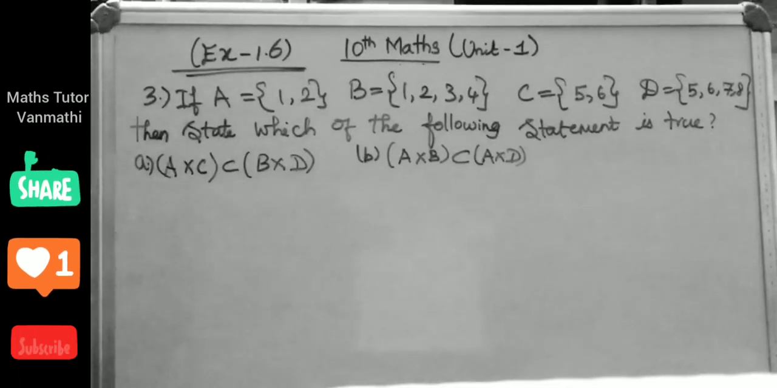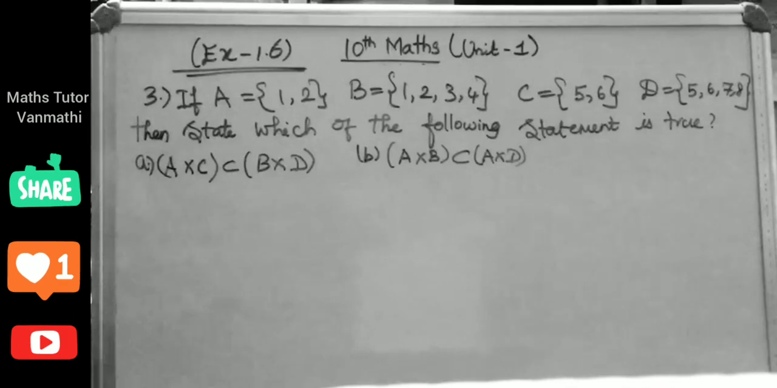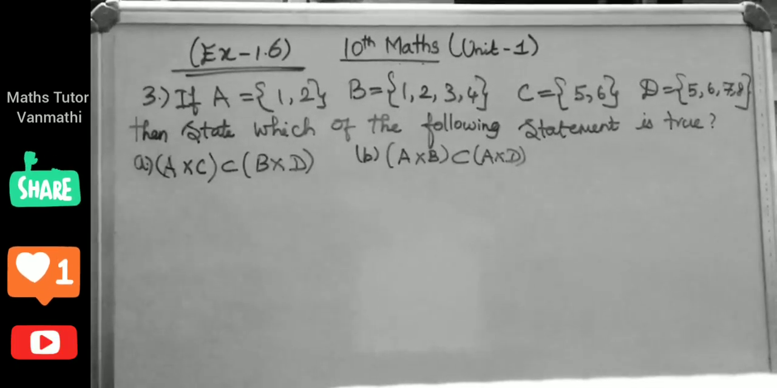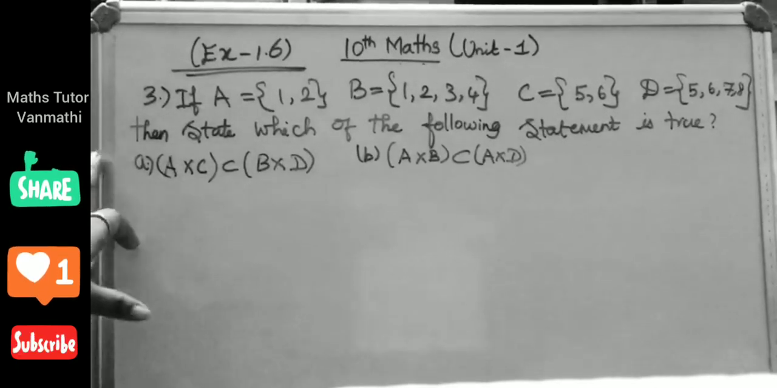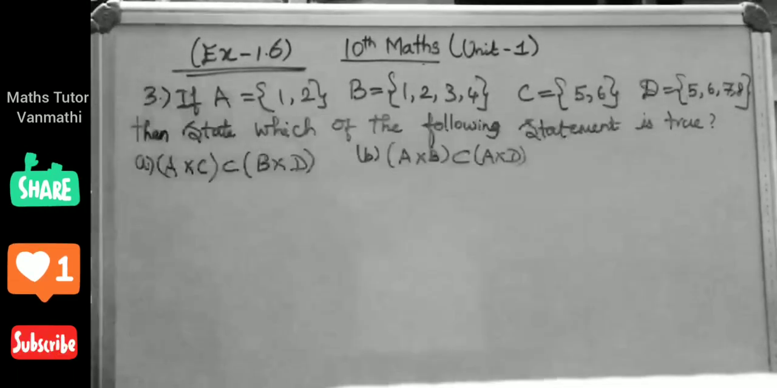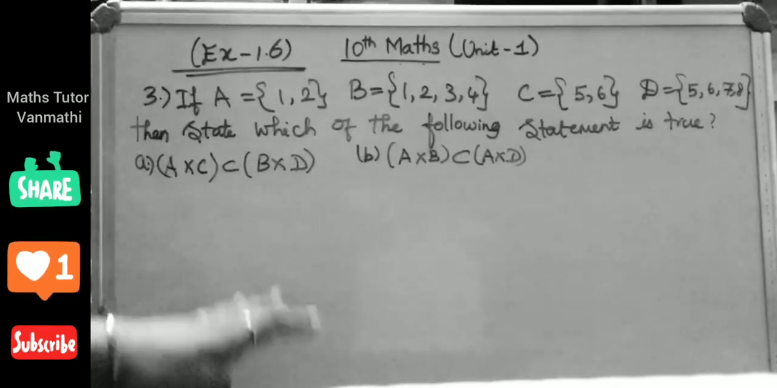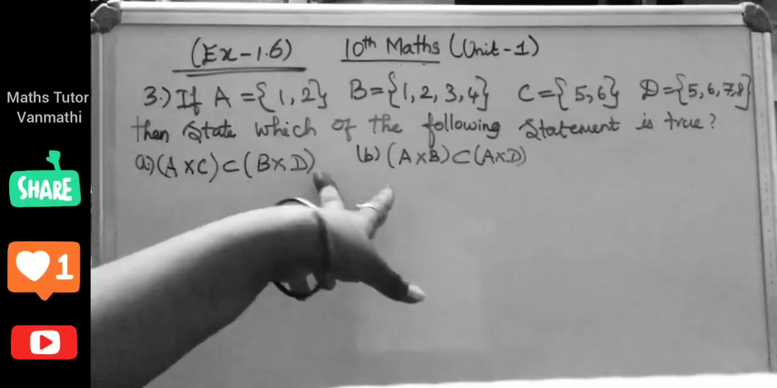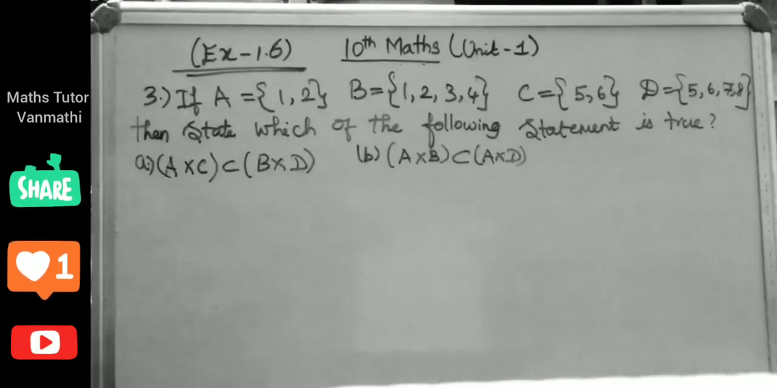Third problem. If A is equal to {1, 2} and B is equal to {1, 2, 3, 4}, C is equal to {5, 6}, D is equal to {5, 6, 7, 8}, then state which of the following statements is true. They have given 4 options in your textbook. I have taken just 2, one right and one wrong. By understanding this, you can solve the others too.